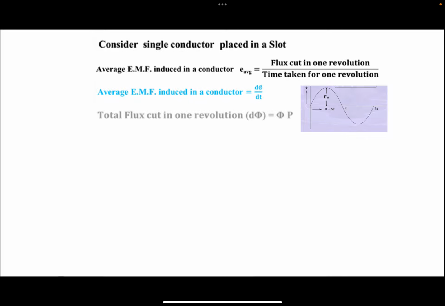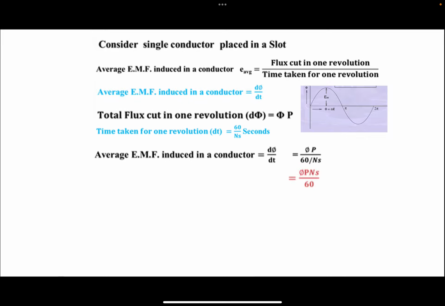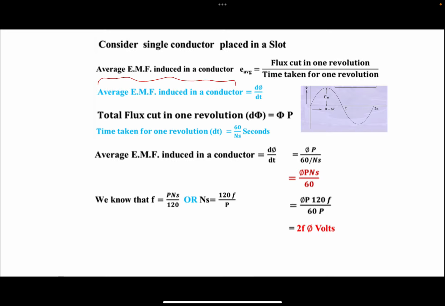Whatever we discussed in the previous EMF equation, everything will be similar to that of the transformer EMF equation, the same concept. The only thing is that I'm including Kp and Kd. So here, average EMF induced is the flux cut divided by the time taken. That is, EMF is proportional to d phi by dt, as we already know. We have discussed this so many times, so I'm going quickly here. You can leave some space and write it later if you are unable to catch it.